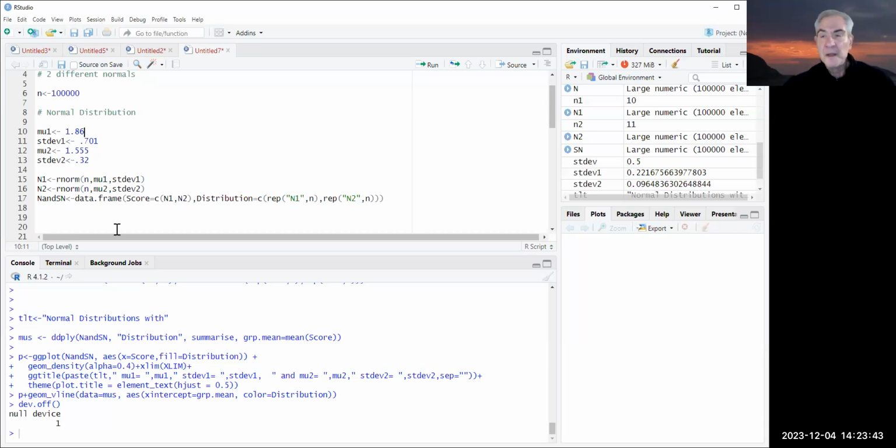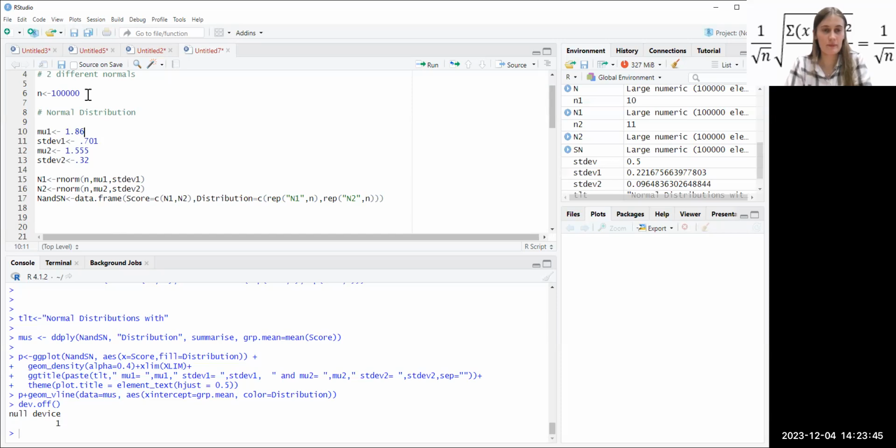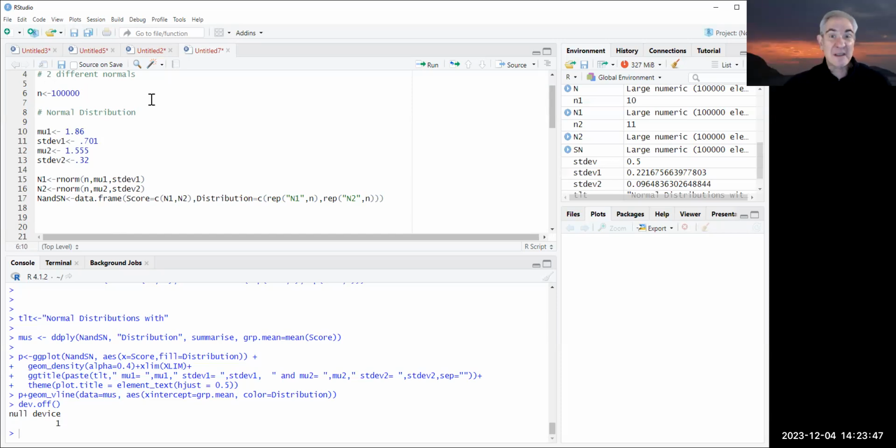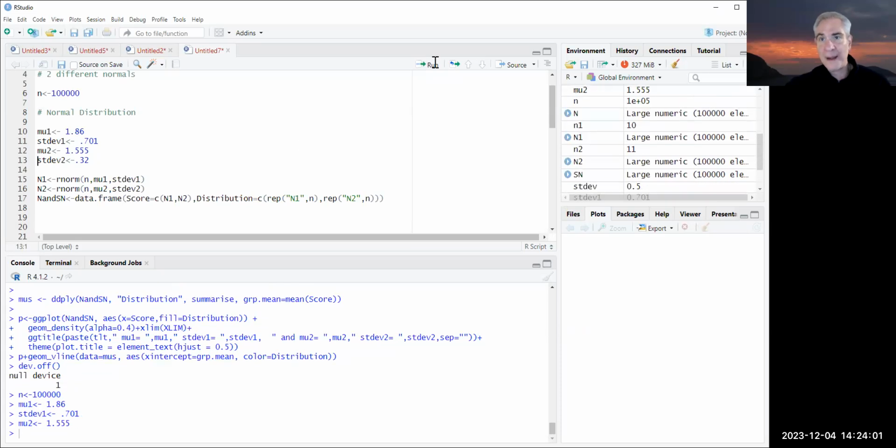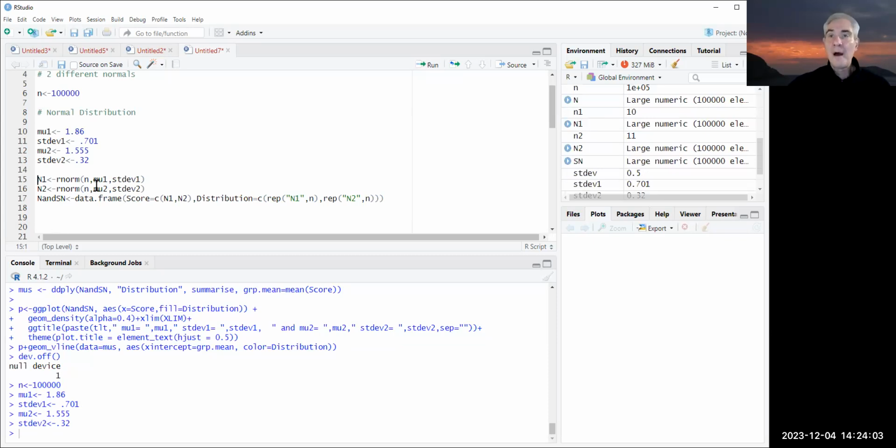Cool. So in fact, here's what I'm doing first. Might as well explain what's happening in this code. I'm making n equal to 100,000, and after I set my mean 1 and my standard deviation 1, my mean 2 and my standard deviation 2, I'm using this function here, rnorm. So I want a random normal distribution to be produced.